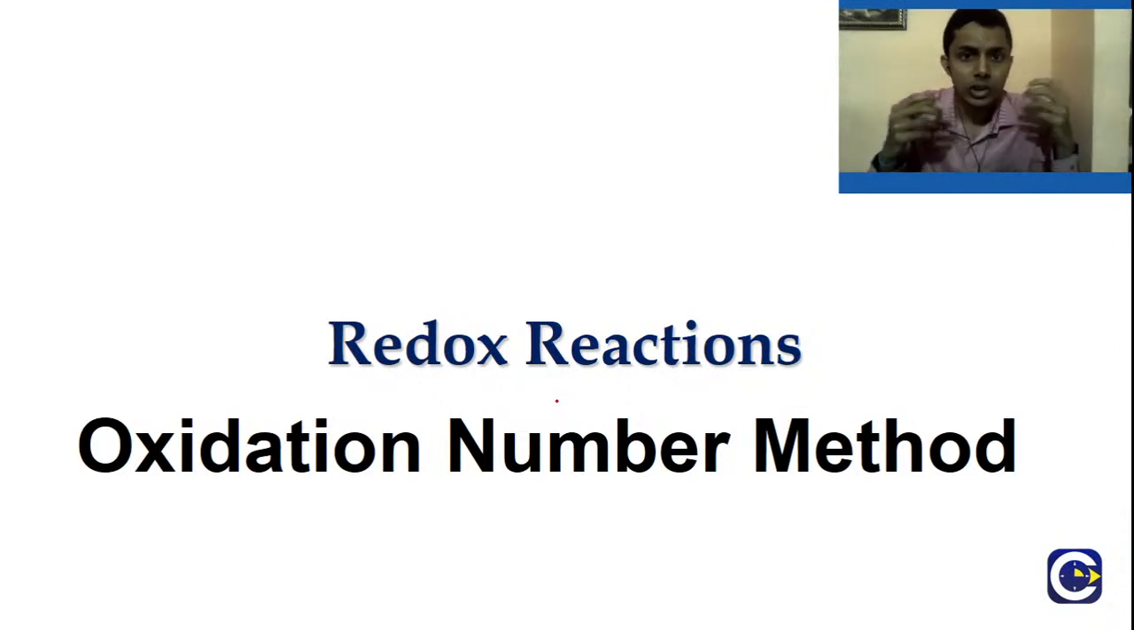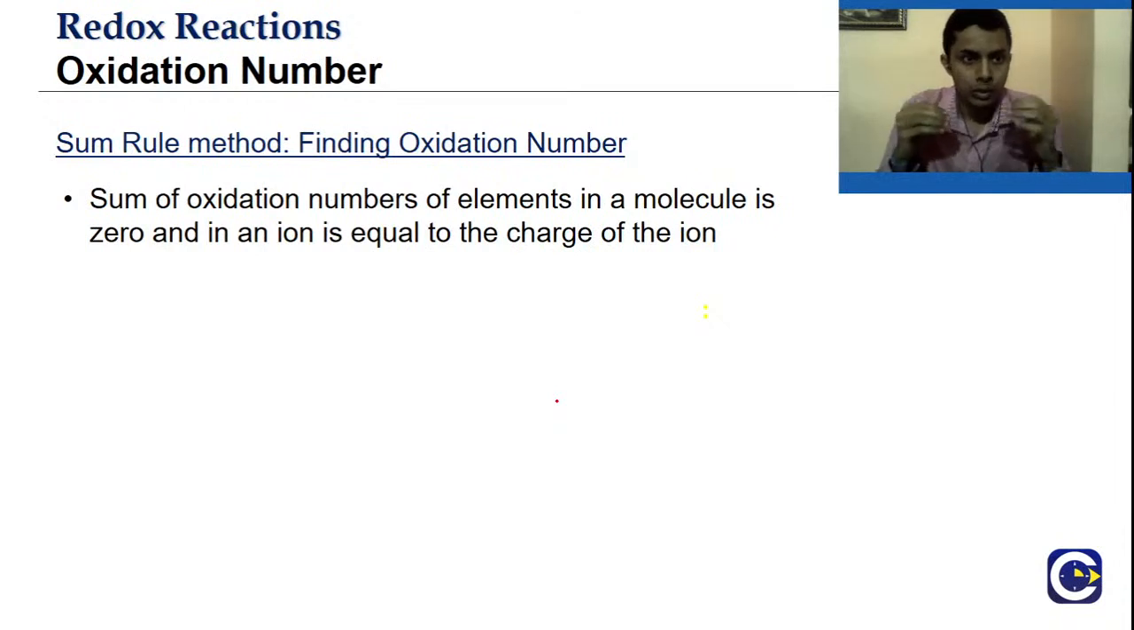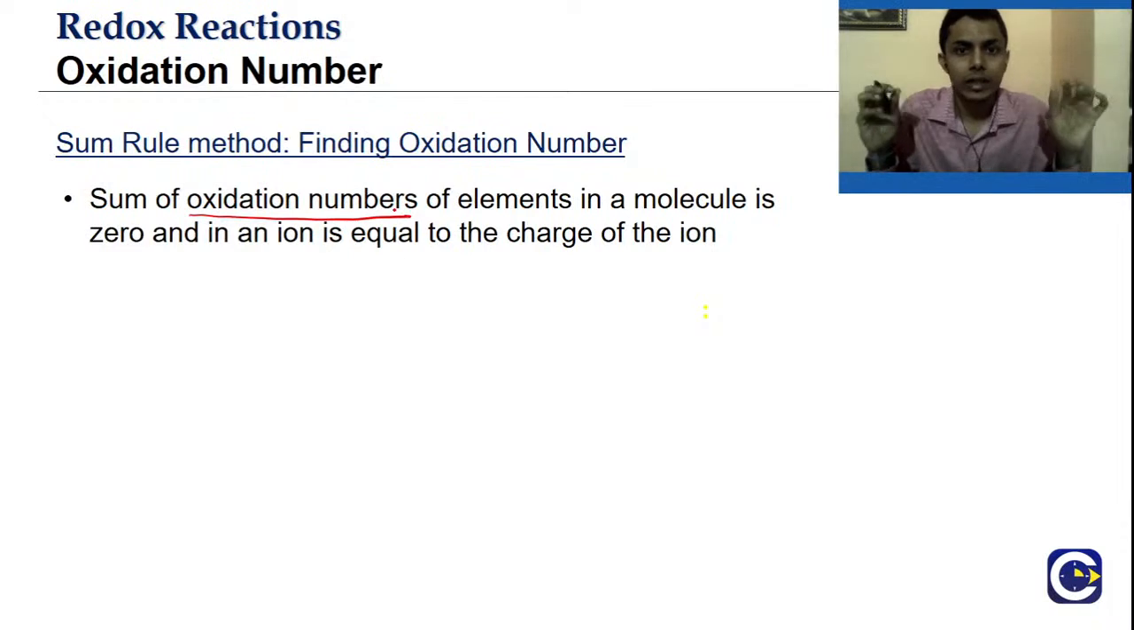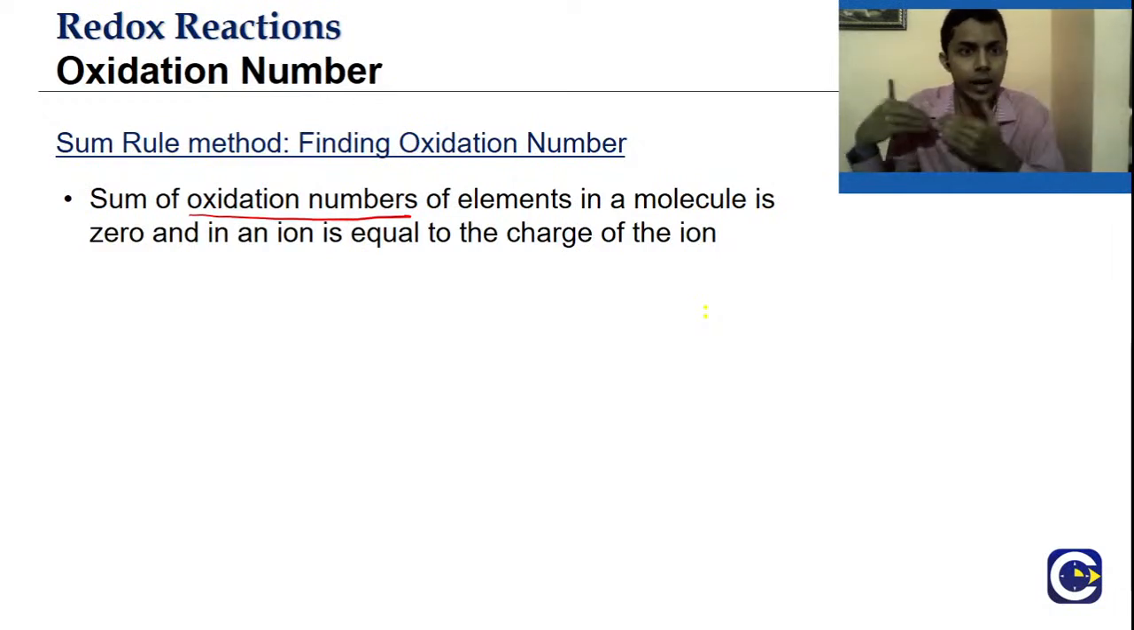What is this oxidation number method? This is one method by which we can define our oxidation reduction reaction. So how to find out oxidation number? There are a few rules. The first one is the sum rule method. This is the universal rule which is applicable for all molecules as well as charges. By the way, let me recollect what exactly we defined our oxidation number as. It is the notional charge on any atom when the bond is broken. So, with that understanding, let us continue ahead.